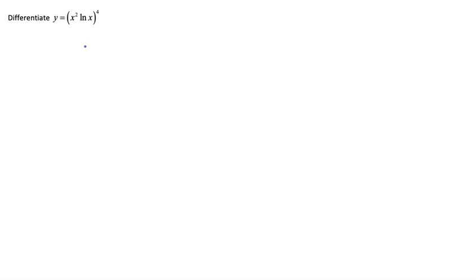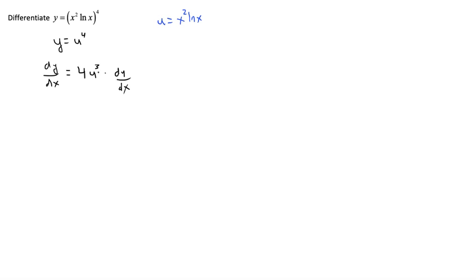Now, generally you don't have to do this, but if we let u equal x squared times ln of x, then essentially we can rewrite this as y equals u to the fourth power. And then what is the derivative of this going to be? We're taking the derivative of this, which is 4u to the third power, but by the chain rule, we have to find the derivative of whatever u is, du with respect to x.